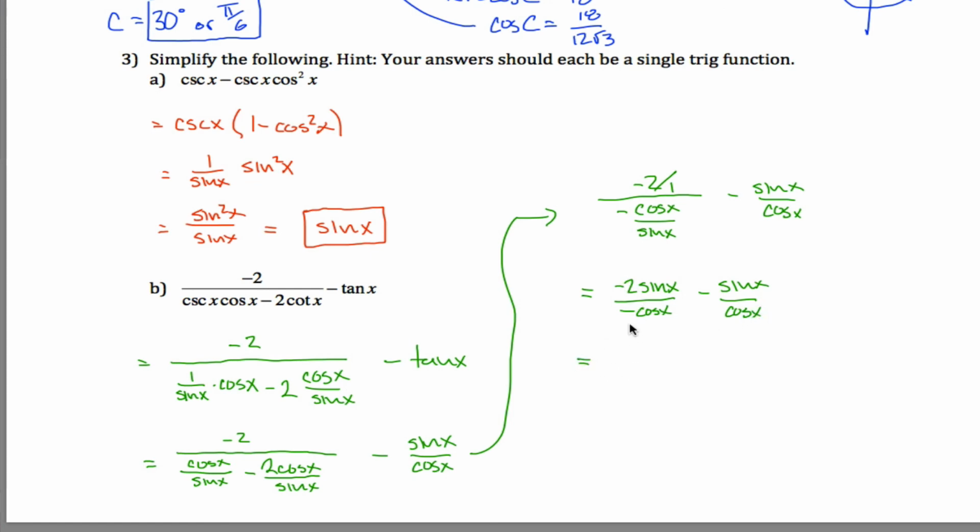But wait a minute, don't these negatives cancel out? Yup. So you get 2 sine of x over cosine of x minus 1 sine of x over cosine of x. So if you have 2 of these things and you get rid of one of them, you got one of them left. And you can just write your denominator one time. You get sine of x over cosine of x, which I think I'd be fine with this answer, but it did say your answer should be a single trig function, so I guess I should change this into tangent of x if I really want to follow directions. That would be the answer. I guess that ends this problem, and so that ends this quiz.